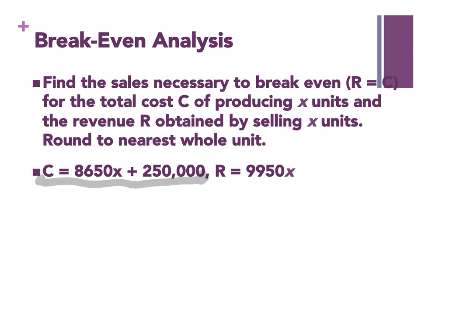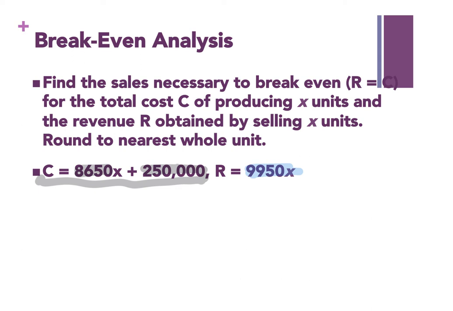This one's already given to you. That's $8,650 plus $2,500 per unit. So this costs a lot of money. That's your set rate plus how much it costs to produce each unit. C for cost. Then you have your revenue, how much money you are charging per item. So how much money you're bringing in here, which in this case is $9,950 times each unit.